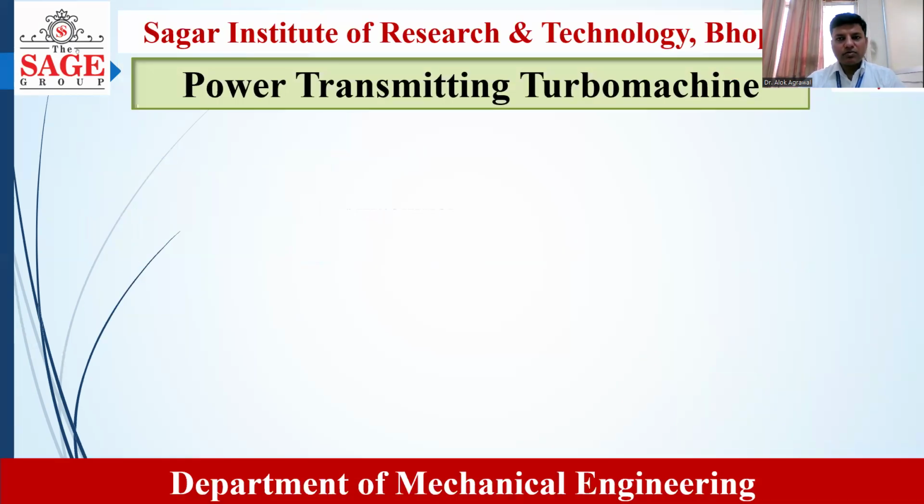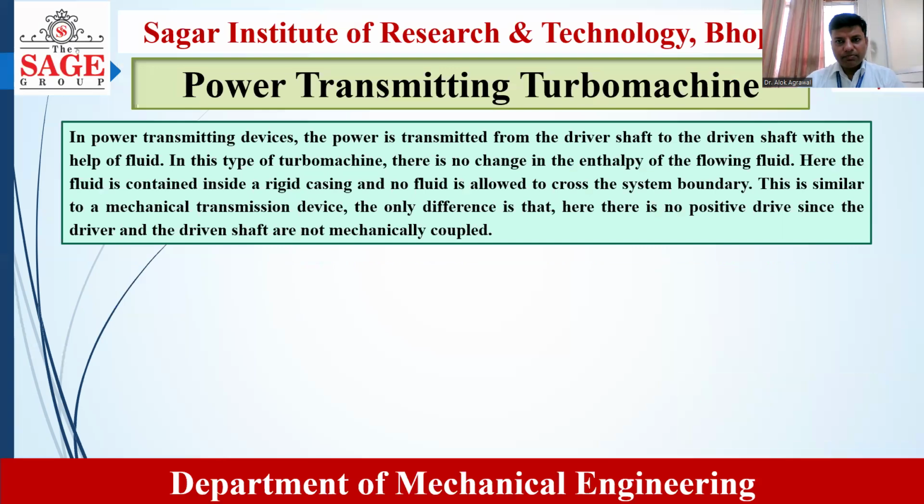So first of all, let us see what a power transmitting turbo machine is. It is a power transmitting device which can transmit power from the driver shaft to the driven shaft with the help of a fluid. There is no mechanical linkage between the two shafts, but the power is transmitted with the help of a fluid. Here, the enthalpy of the fluid does not change and it remains constant throughout the process.